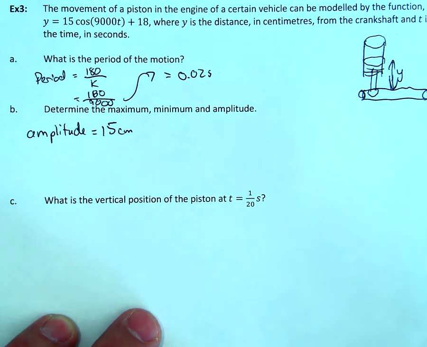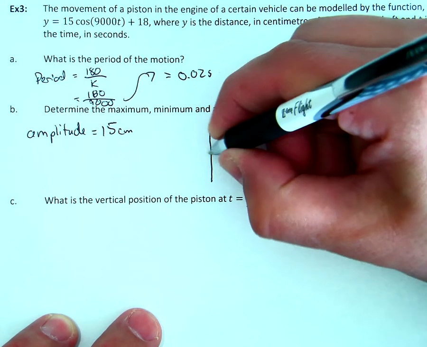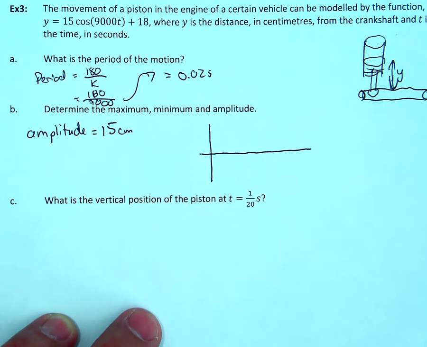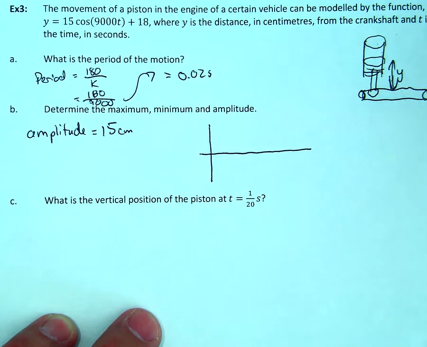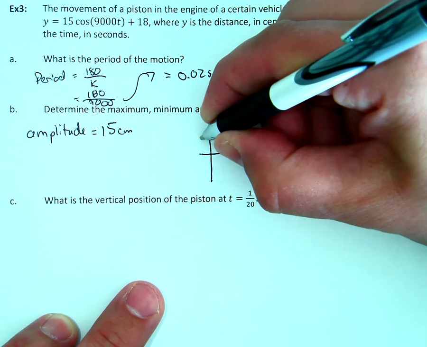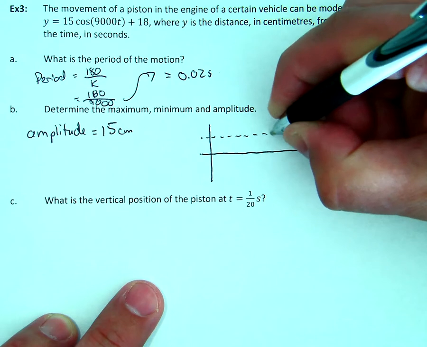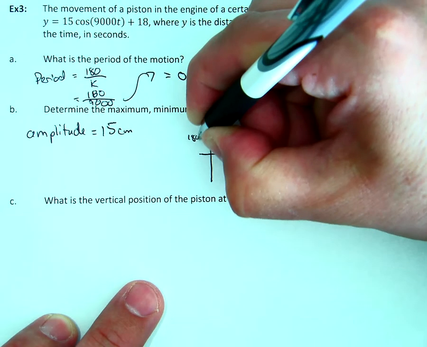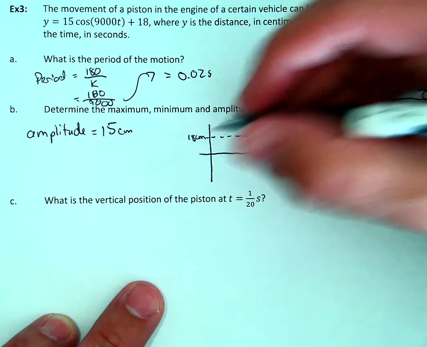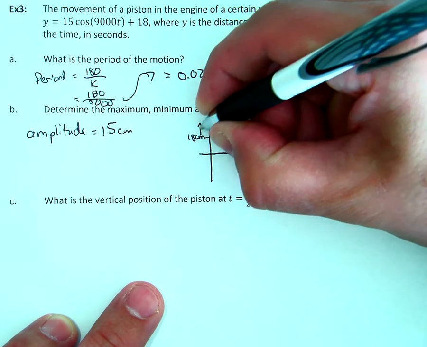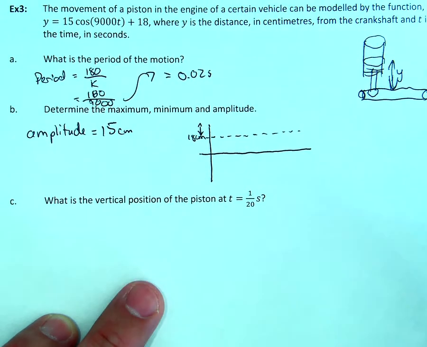Next, I need to find the maximum and minimum. So what I'm going to do is draw a little sketch. So here is the X and Y axis. I know that from my C value, the whole thing is shifted up 18 centimeters. So I'm going to put a line here representing that. That's 18 centimeters. And I know that from this 18, the distance between here and the maximum has got to be 15 because that's the amplitude.